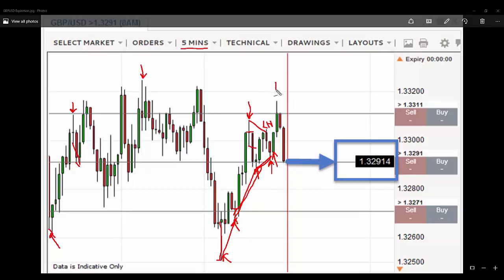Then we have an isolated high here, and this is a three bar reversal to the downside, but it's not a strong one because this bar was not able to close below the low. It actually took an additional fourth bar, okay?